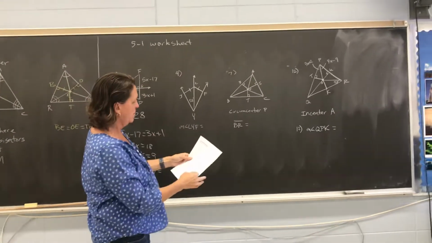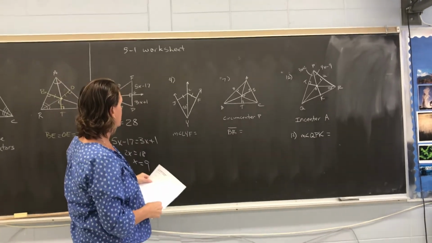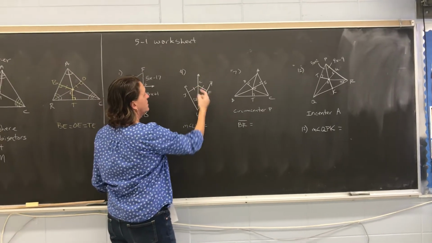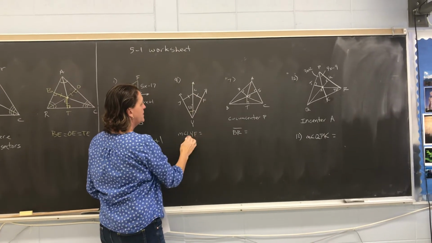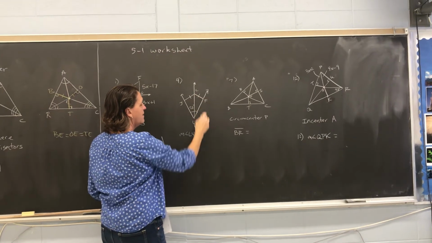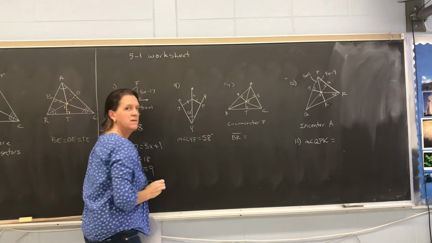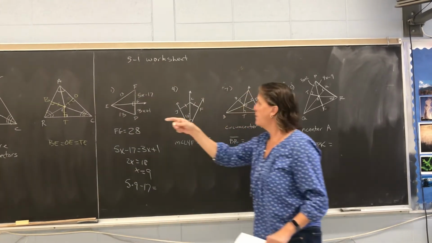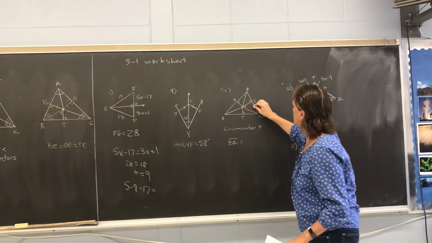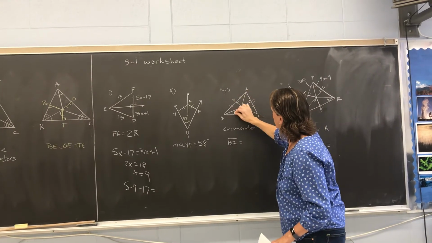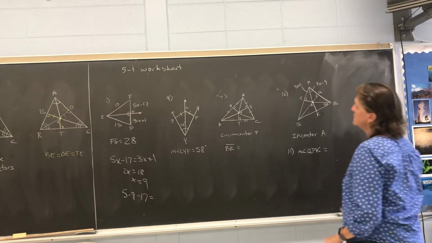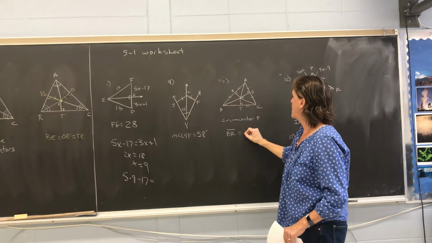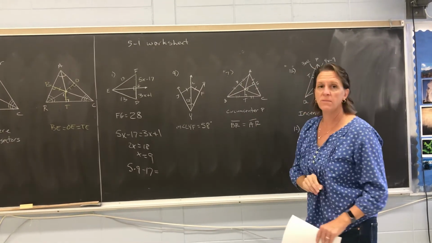Okay, number 4. This one, I look at it, and it looks an awful lot like an angle bisector to me. So these are equal, which means these are equal, which means angle LYF is simply 58 degrees. Okay? 7, I'm looking for a circumcenter. Circumcenter means I have perpendicular bisectors. So I'm going to just put those in there real quick to help me out. And it says I want BR. Well, BR obviously is equal to AR. So that's the answer on number 7.